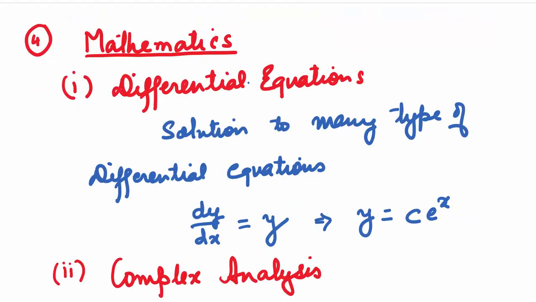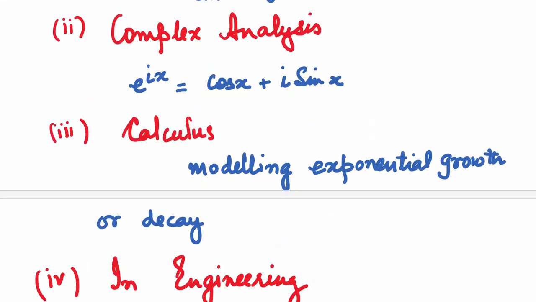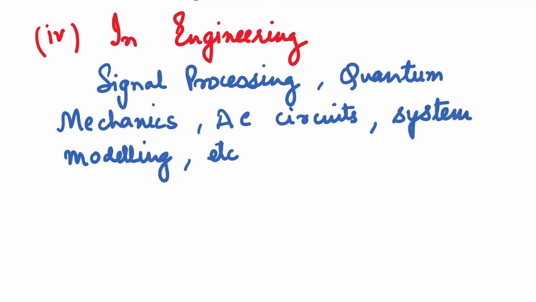In mathematics, it's used in many branches. For example, differential equations, where it gives us the solution to many types of differential equations. In complex analysis, again, it plays an important role. You've seen earlier, e^(ix) is cos x + i sin x. In calculus, for modeling exponential growth or decay. In engineering, like signal processing, quantum mechanics, AC circuits, in electrical engineering, in systems modeling, etc., it is used.